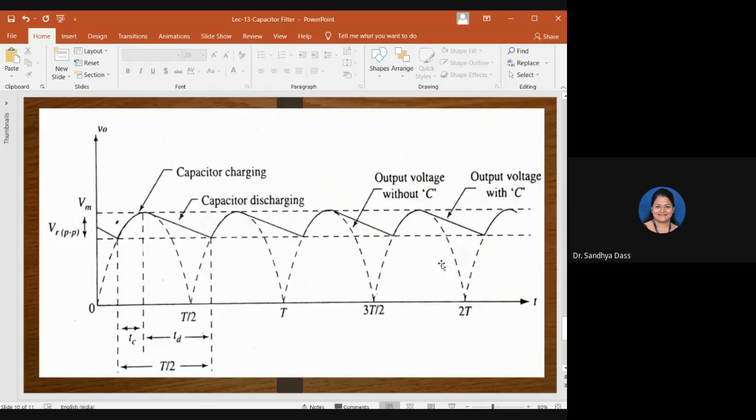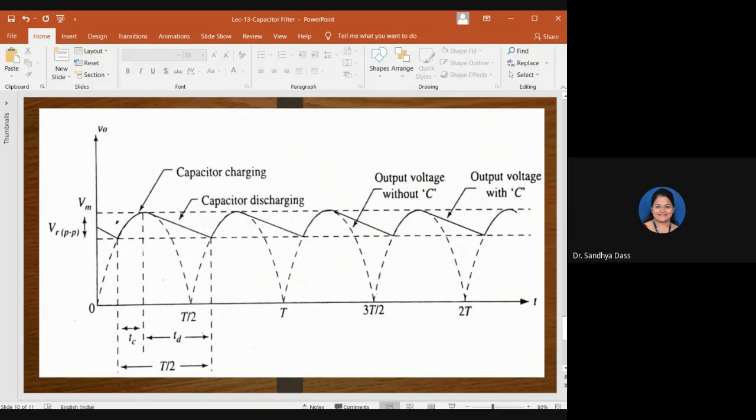This is the output of the full wave rectifier, where you have pulsating DC output. And in the presence of the filter, this is your output across RL. If you observe there, because of the charging and discharging of the capacitor, the variation in the output, or the AC component in the DC, is significantly less compared to the dotted lines.